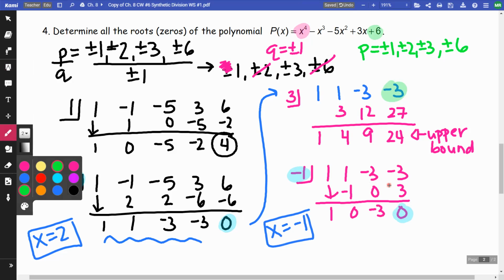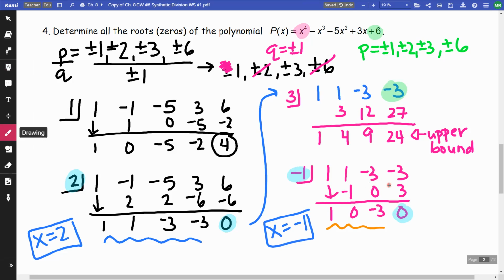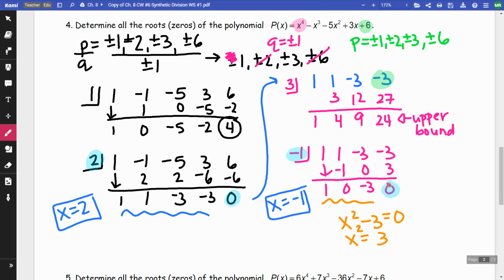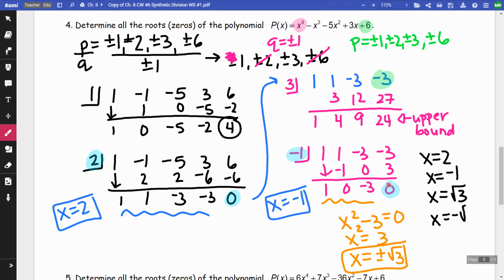This one is x equals negative 1. Now I'm going to take this depressed polynomial here, which is now degree 2, and I'm going to solve that. So I'm going to solve x squared plus 0x minus 3, set equal to 0. Add 3 to both sides, take the square root and get plus or minus root 3. So my 4 answers, okay, I had x equals 2, I had x equals negative 1, I had x equals root 3, I have x equals negative root 3. Those are my 4 answers.